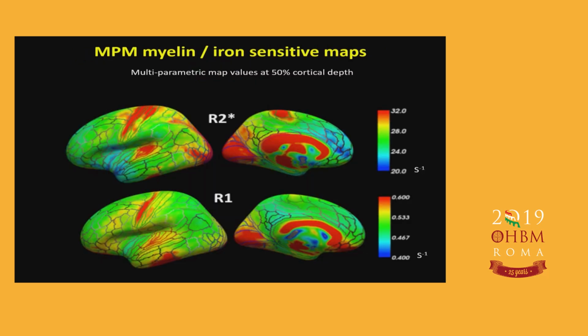The first thing we wanted to do with the 500 micron MPMs was to show that we can reproduce known myelination patterns. R1 is sensitive to myelin, R2 star is sensitive to myelin and iron. And we can see here that both with R2 star and R1, the highest values are seen in the motor cortex, the auditory cortex, and V1, which are in red.